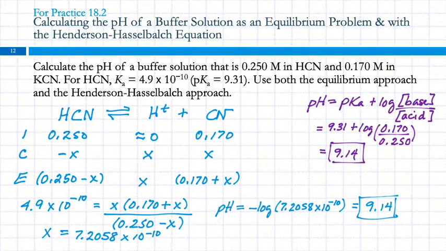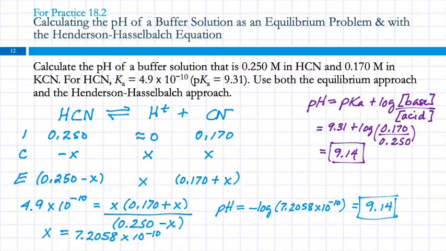Any questions? The Henderson-Hasselbalch equation is a shortcut that does this with x is small. Here I did this without using x is small, just to prove that this is truly the correct pH. And it comes out exactly the same. If you do it with x is small, you end up with the same thing too.